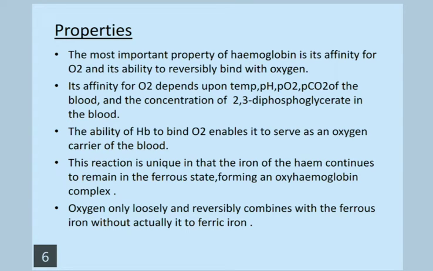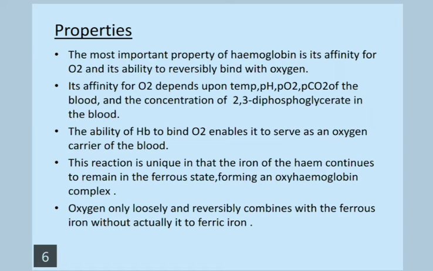Next is the properties of hemoglobin. The most important property of hemoglobin is its affinity for oxygen and its ability to reversibly bind with oxygen. A hemoglobin molecule can bind with as many as 4 oxygen molecules. Its affinity for oxygen depends on temperature, pH, and concentration of 2,3-diphosphoglycerate in the blood.